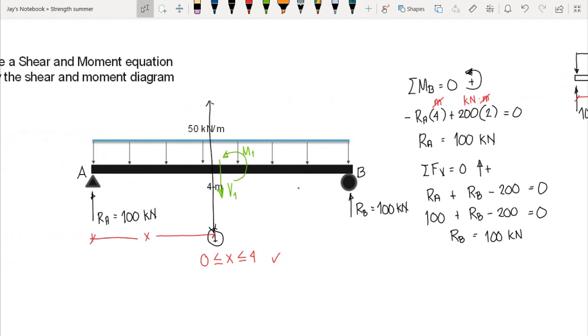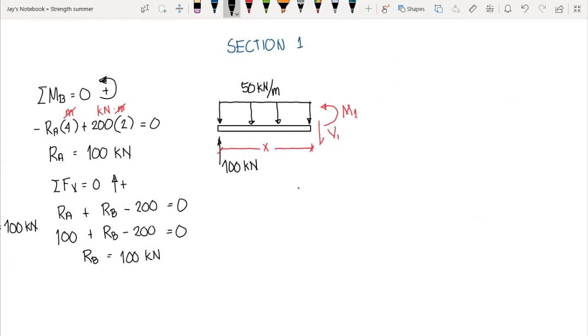And then let's try to isolate this segment. So we have section 1, with the 50 kilonewton per meter uniformly distributed load, the reaction at A, that is 100 kilonewton, and the internal shear and moment at x distance from A. Okay, so our goal here is to create a moment equation and the shear equation. So by using the equilibrium equations, let's determine first the shear equation.